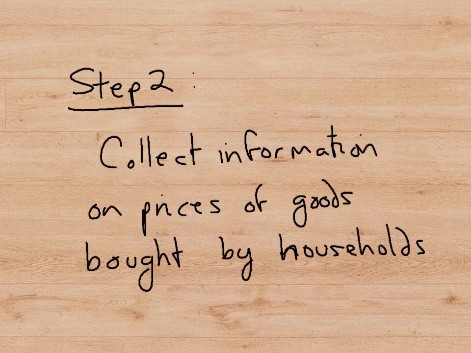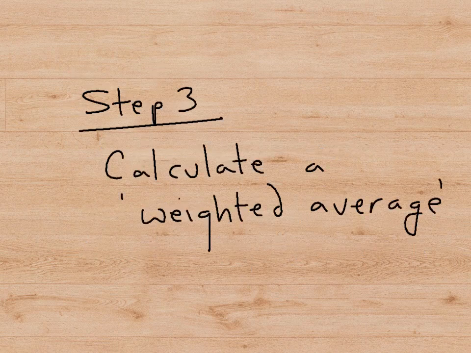Having chosen our base year, we then collect information on prices of goods bought by households in that base year. So we measure how much clothes cost, how much food costs, etc. in that particular year, in that base year. Having collected all this information about prices in the base year, we then turn those prices into a particular type of average price called the weighted average.